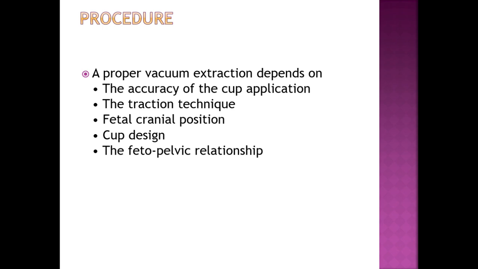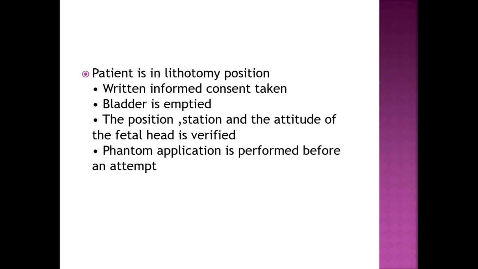How do we apply the vacuum extractor? A proper vacuum extraction depends on the accuracy of the cup application, the traction technique, the fetal cranial position, the cup design, and the fetal condition. The patient is put in lithotomy position, written informed consent is taken, the bladder is emptied, the position, station, and attitude of the fetal head is verified, and phantom application is performed before the attempt as a trial for success.